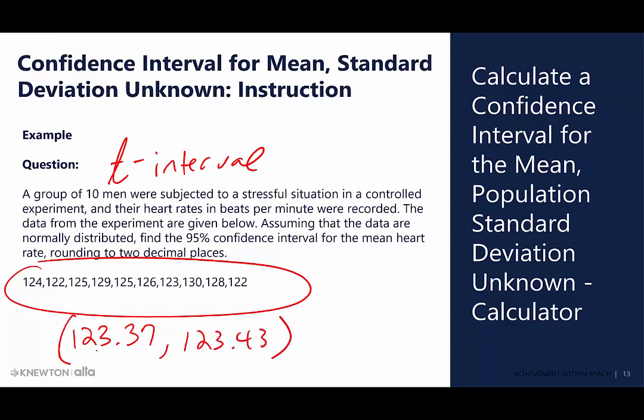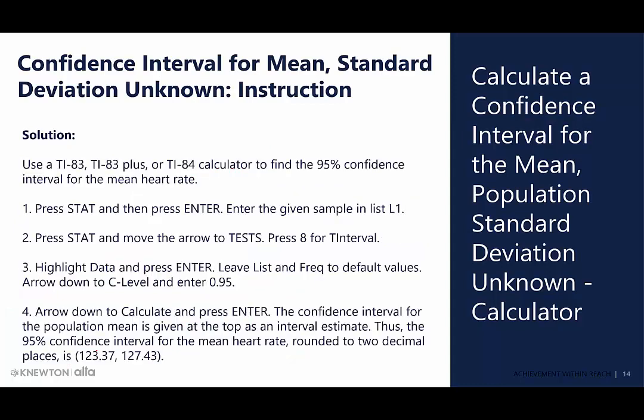So we are 95% confident that the population mean heart rate in beats per minute for all men in the stressful situation is somewhere between 123.37 and 123.43. All right, and they're just giving you more information on, oh, that's the actual answer right there. So you can see that, yes, we got the correct answer.